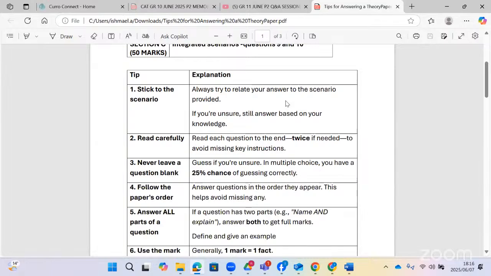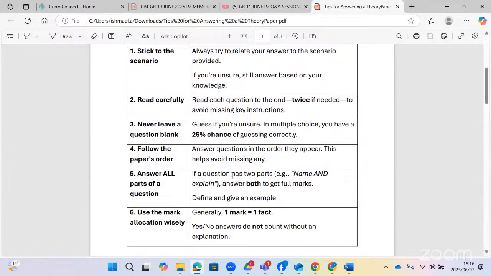Then I said here, stick to the scenario. Always try to relate your answer to the scenario provided. If you are not sure, still answer based on your knowledge. Read carefully. Read each question to the end, twice if needed, to avoid missing key instructions. Never leave a blank question, especially true or false.